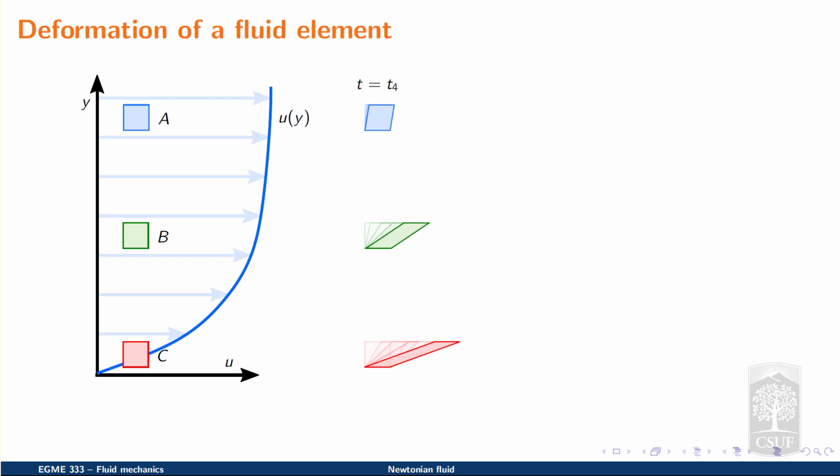So a natural question arises: how do we quantify this deformation? And we can do so by utilizing this angle theta, which will correspond to the angle of deformation. For fluid element B, we can represent it as theta sub B. For fluid element A, it will be theta sub A. And lastly, for fluid element C, we'll represent it as theta sub C.